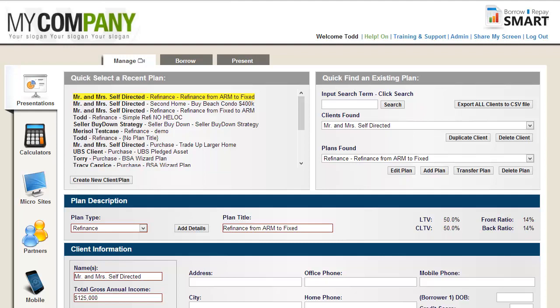Again, we have another challenging case study. It's actually the reverse of an earlier case study where we talked about going from a low fixed rate product to a lower fixed rate ARM. Now we're going to look at going from a low cost ARM to a higher interest rate fixed. So we're going to set this up as a refi. Our title is refi from ARM to fix.